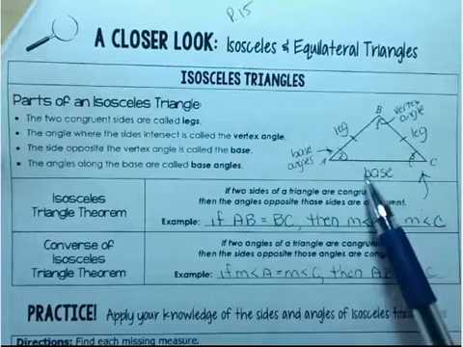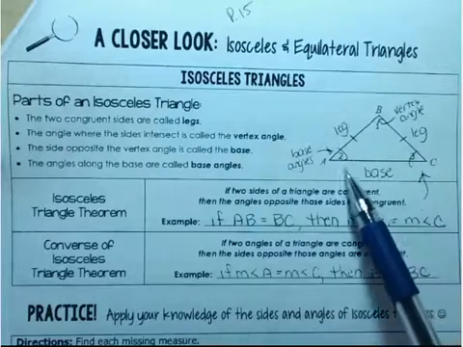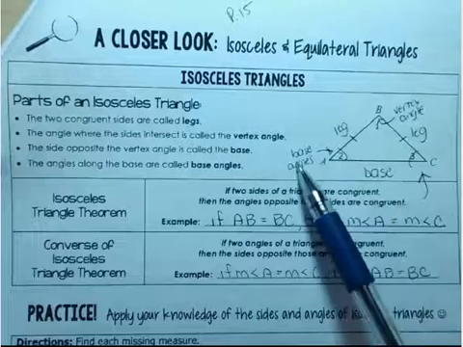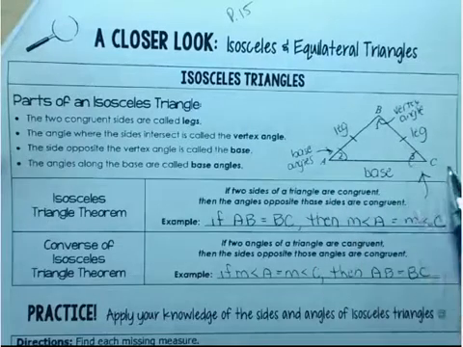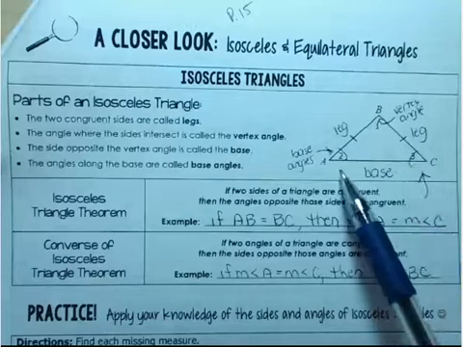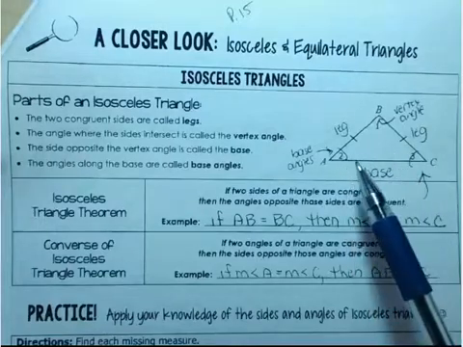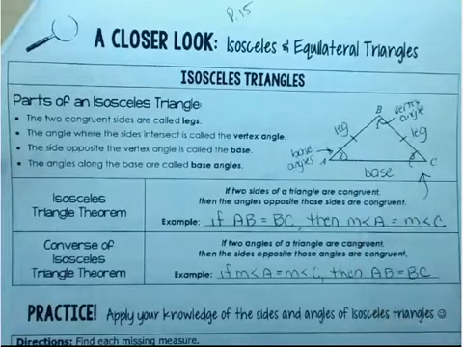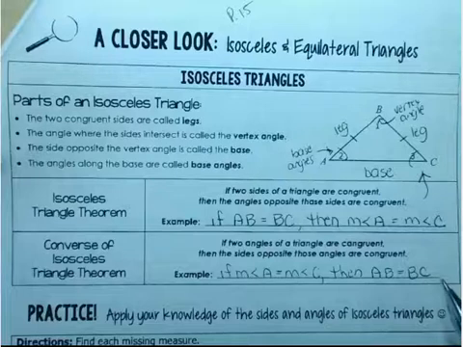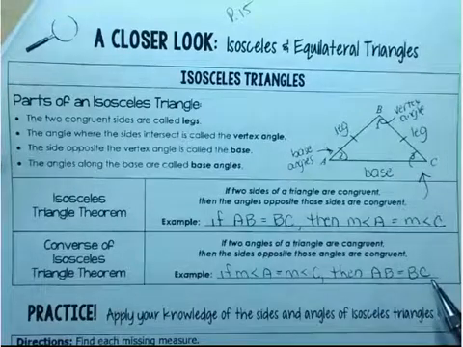And then the angles along the base are called the base angles. So these two right here are base angles. Okay, and again, we're probably going to have to pause the video as we go through the notes. So just pause it until everyone gets that written down, and then you can move on. All right, so those are the parts of the isosceles triangle.